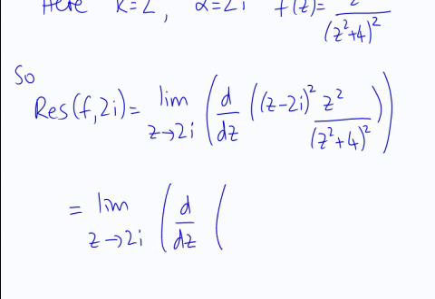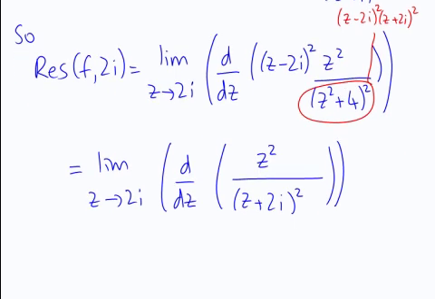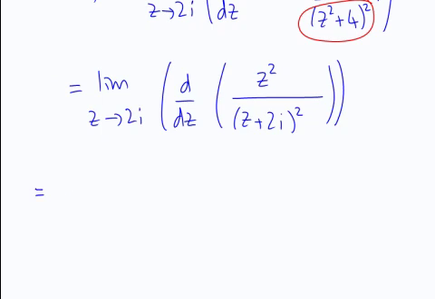and I hope you can see this term here is z minus 2i, z plus 2i, all squared. And so in fact what I end up with is z squared in the numerator, and the z minus 2i's will cancel, and I've just got z plus 2i all squared in the denominator. And that makes that limit very easy to evaluate. First of all, I actually have to do the differentiation, for which I will just use the quotient rule.